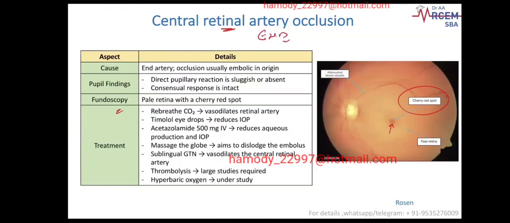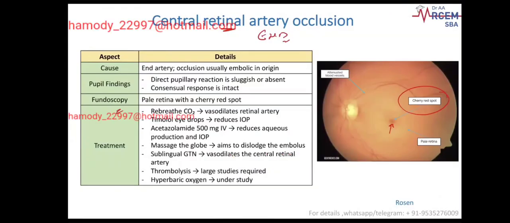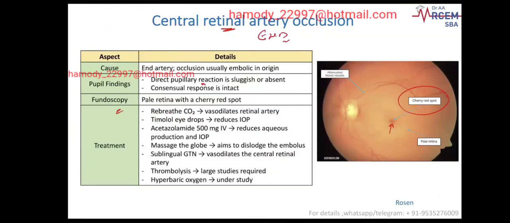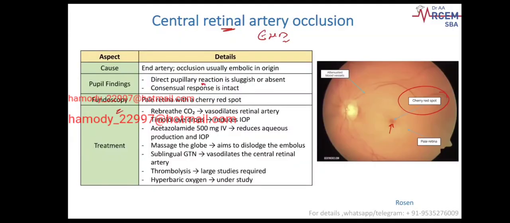On a pupillary examination, what will you be seeing? Directly, when you flash the light, the pupil will be sluggishly constricting or it will not be constricting. Consensual reflex will be intact. So when you flash the light on the opposite eye, this will constrict. But on the same eye, if you flash, it may not constrict or it might be sluggishly constricting.